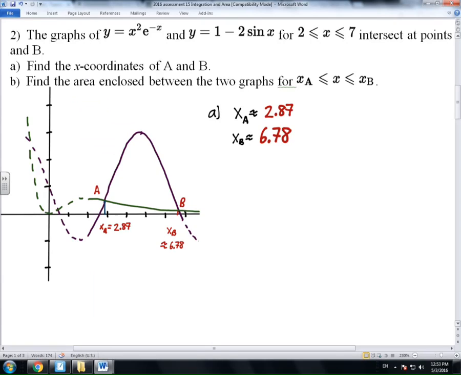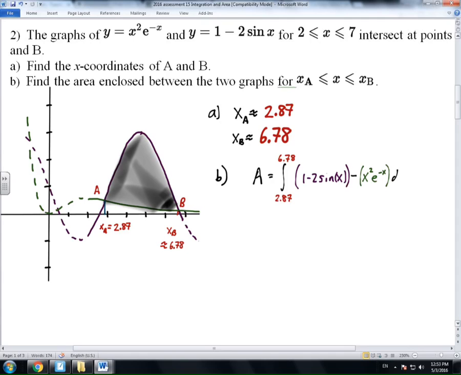So that's where I got these two numbers. These are the boundaries of the area between the two curves, so that's what we have to find next. Find the area enclosed by the two graphs where x is between 2 and 7, and particularly we're finding the area between the two graphs of the intersections. So essentially I'm looking for this area right there, just the shaded portion.